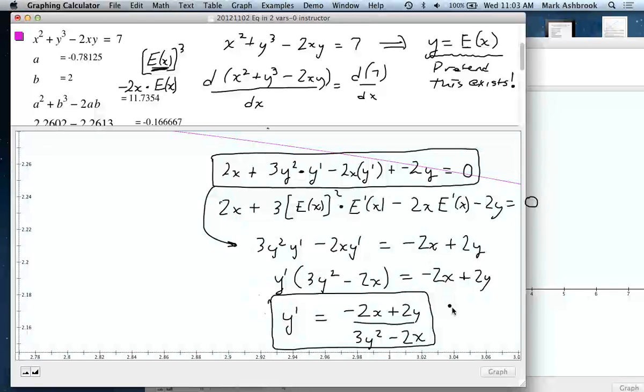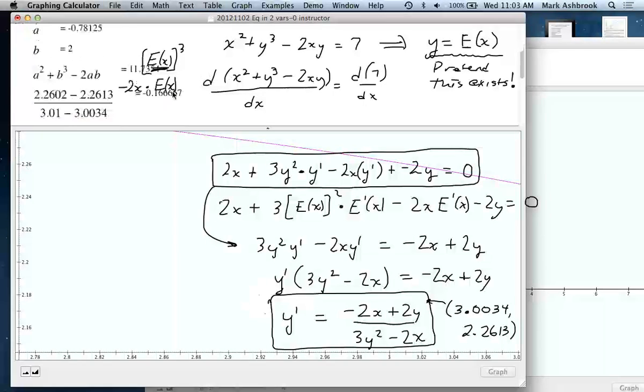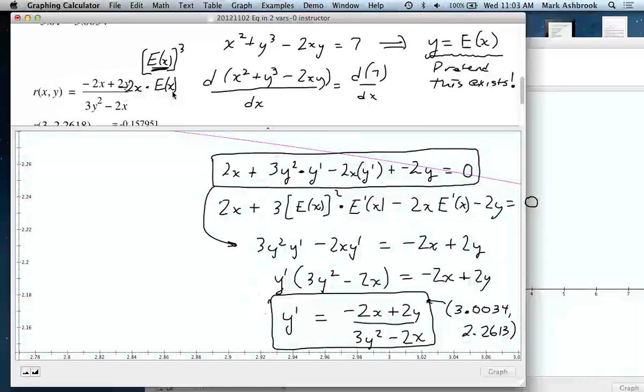So what was our original point? 3 point, 2.26 or something. Wasn't it 3.0034 and 2.2613? So what we're going to do is find the value of the rate of change now using the equation. We're going to take the x and that y and put them in, and we can do it right here on the graphing calculator. So I have it right here.